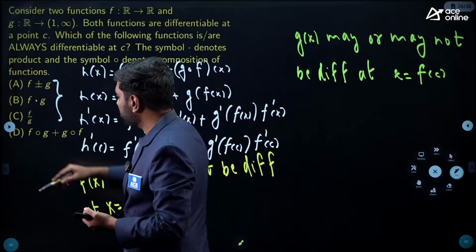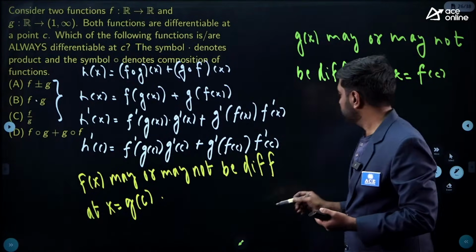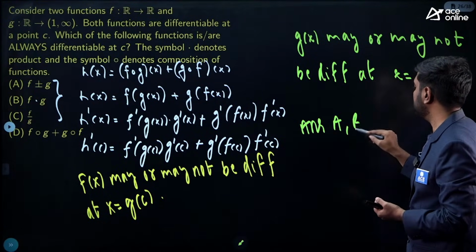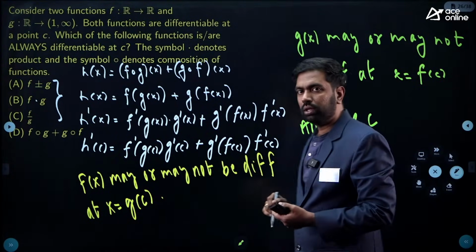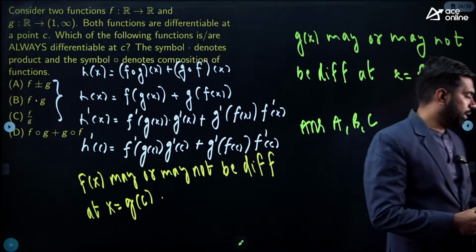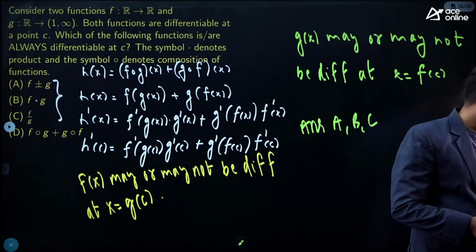So A, B, C are true. D need not be true. So the answer for this question is A, B, C. So a very good question which is related to MSQ. I hope you people have got this idea now.